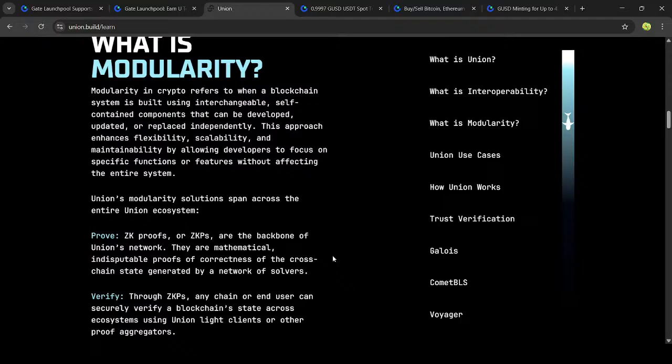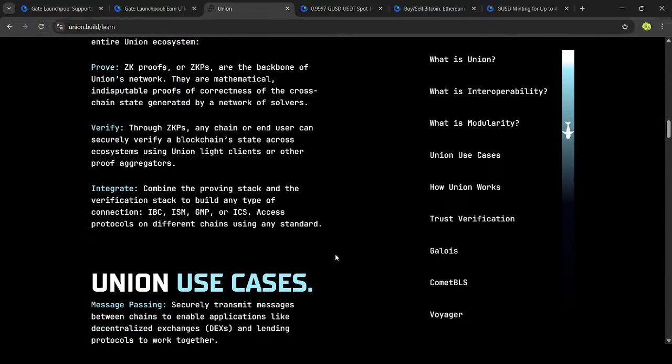So Union's modular solution spans this entire Union ecosystem. Proofs, guys: ZK proofs, or ZKPs, are the backbone of the Union network. They are mathematical, indisputable proofs of correctness of the cross-chain state, generated by a network of provers. By verifying these ZKPs, any chain or any user can securely verify blockchain state across this ecosystem using Union light clients or other proof of aggregation.